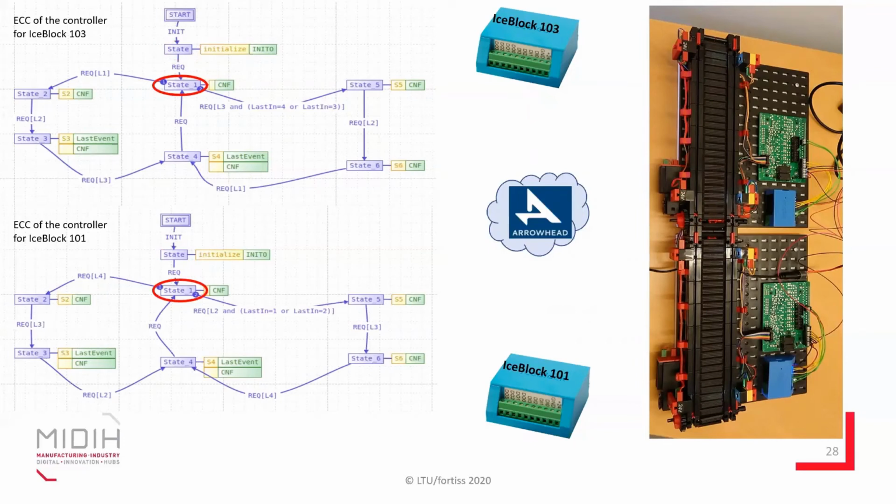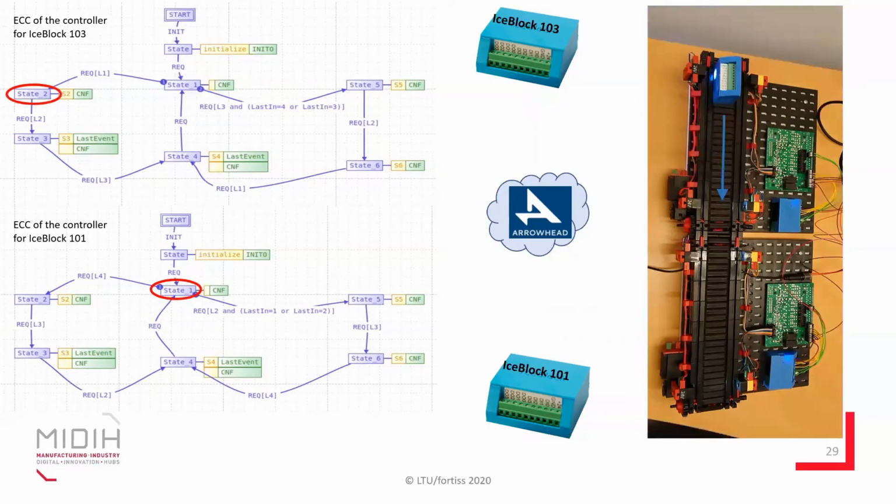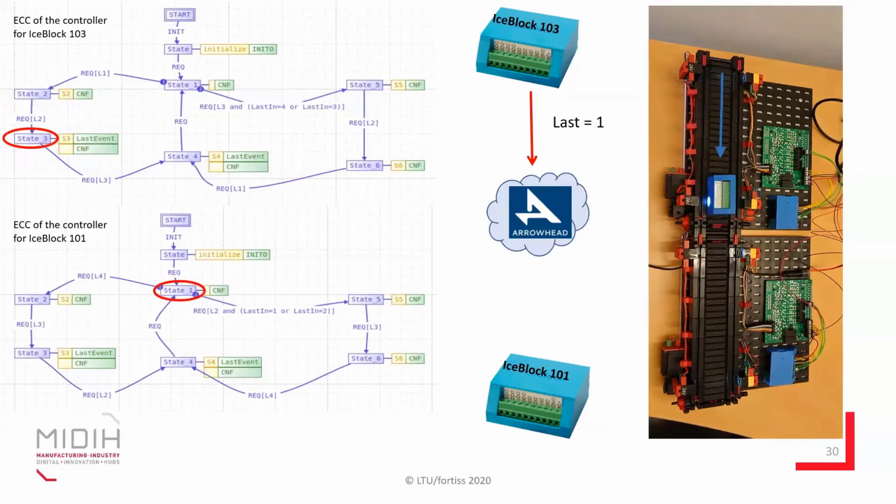After that, they move into a waiting state. For example, if an object is put on the 4th sensor of the conveyor related to IceBlock 103, then its ECC state moves to state 2, and the belt starts moving in the direction of the second belt. When the object reaches the second sensor, ECC of IceBlock 103 moves to state 3, and the IceBlock updates the variable last inside the data manager.